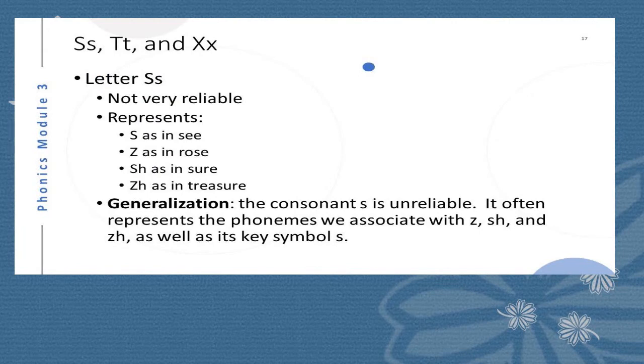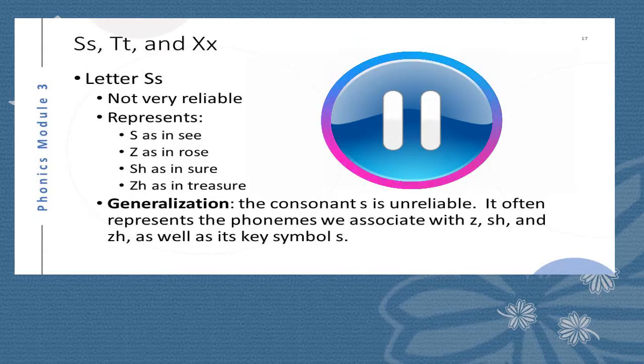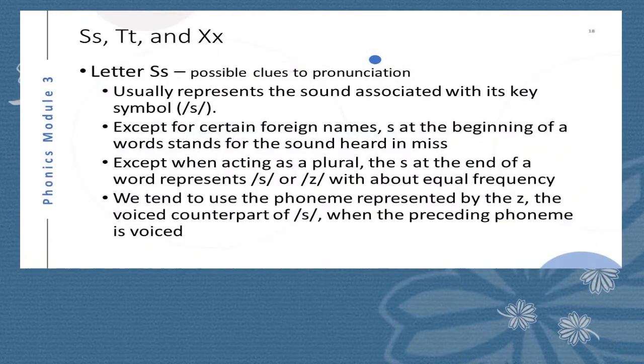The single consonant S represents the sound we usually associate with S in the words see and ask, Z in the words rose and his, with SH in the words sure and sugar, and with ZH in the words television and treasure. Here is the generalization for the letter S. When we see an S in an unknown word, we have few clues to tell us which phoneme it represents. We might note some of these possible clues to pronunciation.